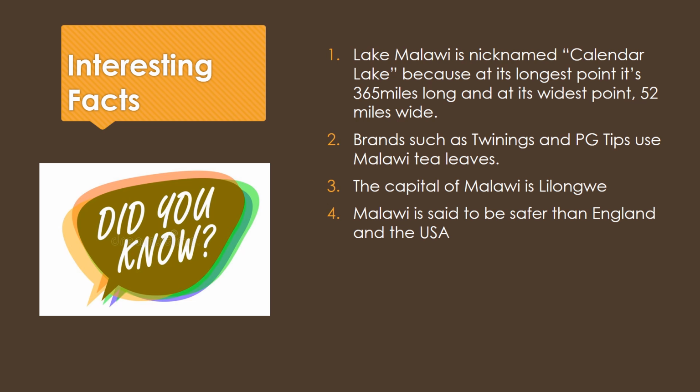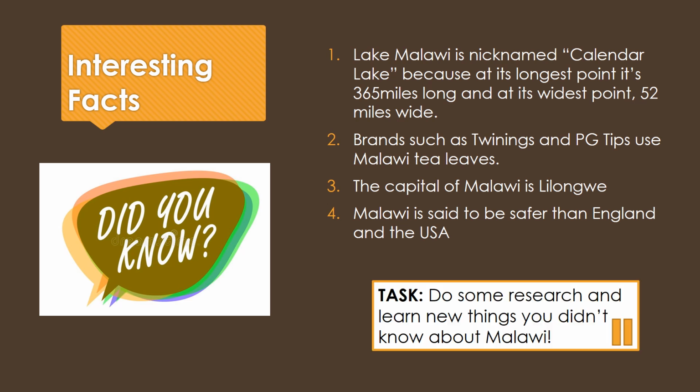Brands such as Twinings and PG Tips use tea that comes from Malawi. The capital of Malawi is Lilongwe, if you didn't know that. And Malawi is said to be safer than England and the USA on certain polls and research putting different countries into categories. So you can use some of my ideas for interesting facts or things that you've picked up throughout this lesson, or you can do a little bit of your own research to add to that section of your fact book.